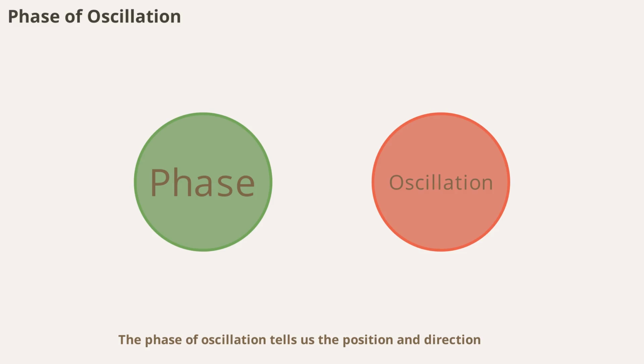Phase of oscillation tells us the position and direction of motion of the oscillating object at any given time. It's represented by the angle, ωt + φ, in the SHM equation. The phase helps us compare different oscillators and determine how synchronized they are. For example, two pendulums swinging together have the same phase, while those swinging oppositely are out of phase. Phase is a subtle but powerful concept in understanding complex oscillatory systems.